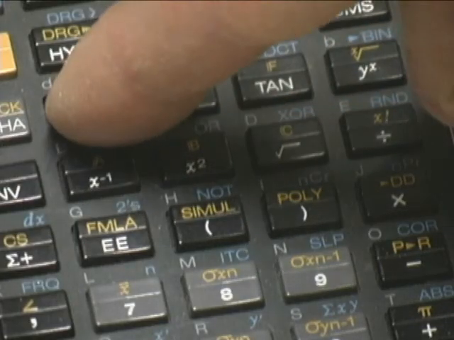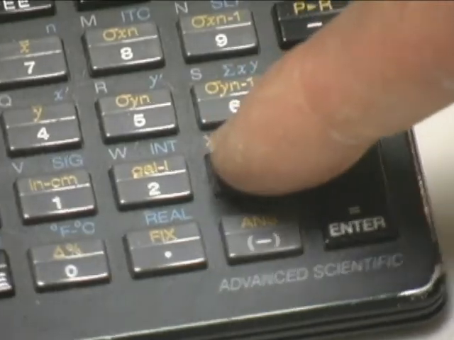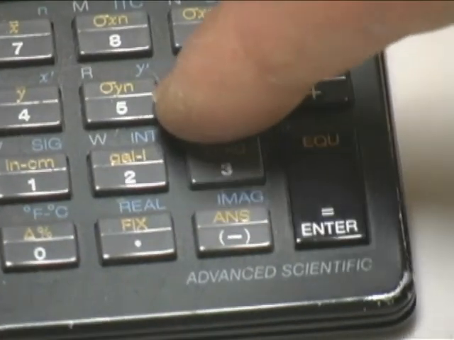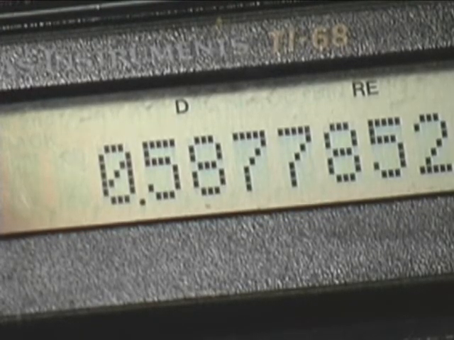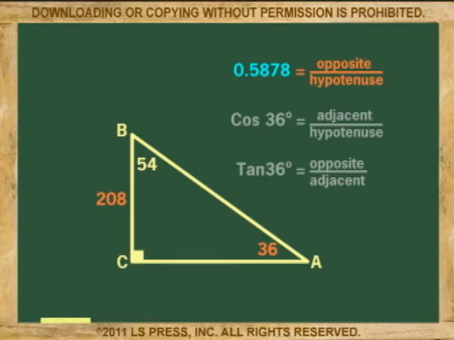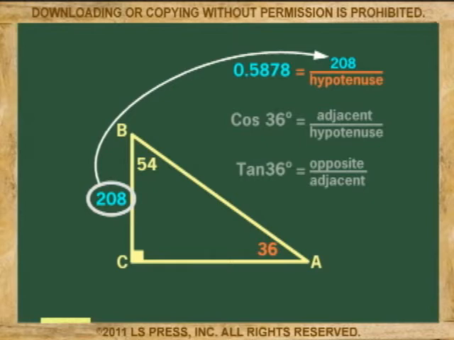From the calculator we find the sine of 36 degrees. It is 0.5878. If we set up the ratio for the sine, which is the opposite side over the hypotenuse, the size of the hypotenuse will be found. So 0.5878 is equal to 208 over the hypotenuse.